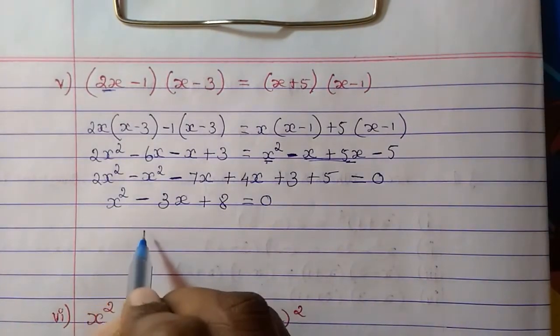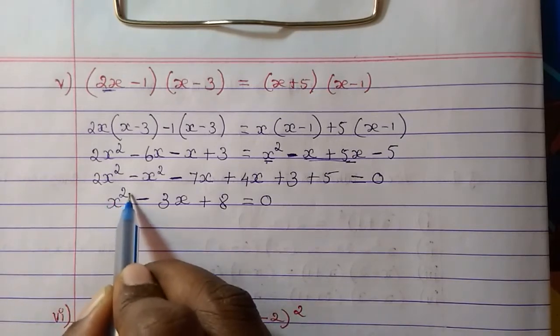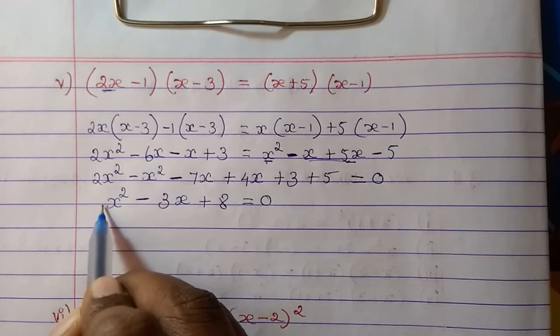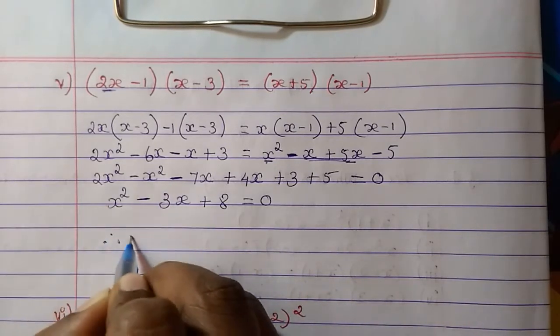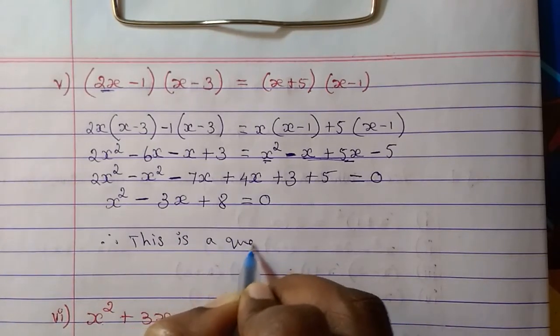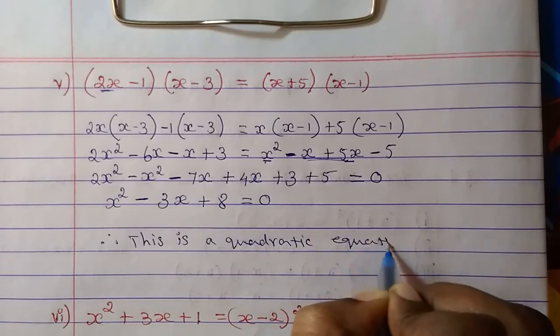So now you see, can we say this is a quadratic equation? Yes, because the variable's highest power is 2 and a is not equal to 0. Here a is 1. The a value is 1, so 1 you write or don't write is the same. So therefore this is a quadratic equation.